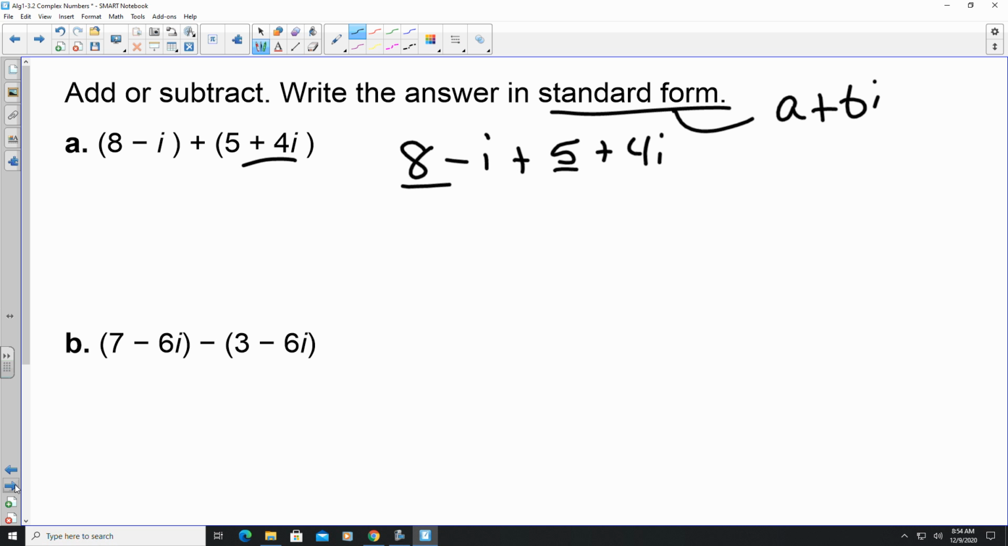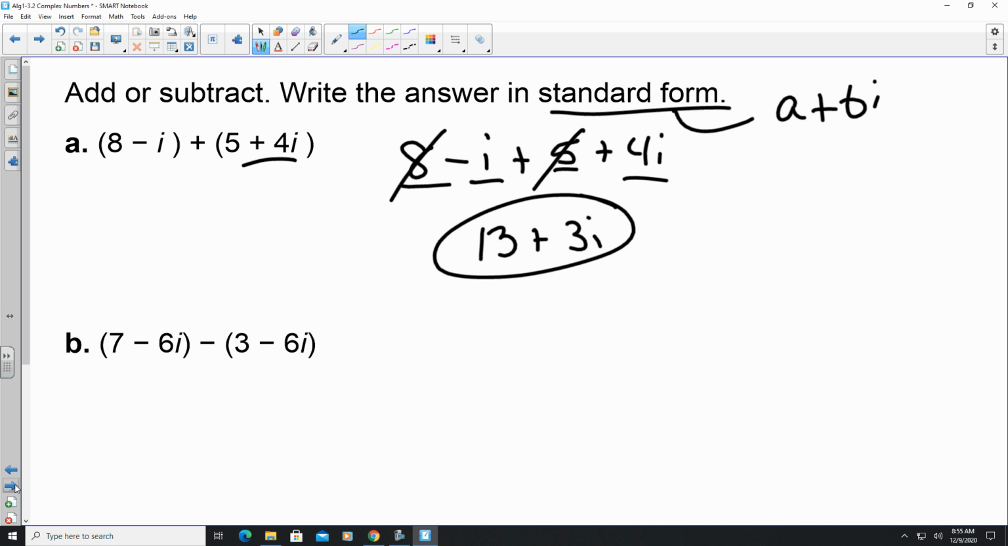Like terms are 8 and 5 for my real number values. So this is going to be 13. And then negative i and 4i, that's going to be plus 3i. So 13 plus 3i is my answer in standard form.